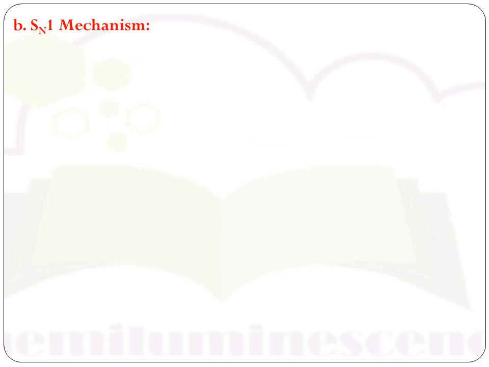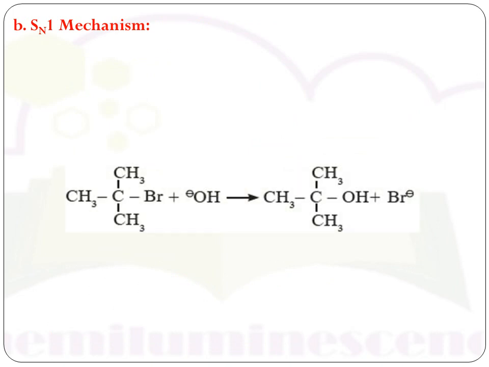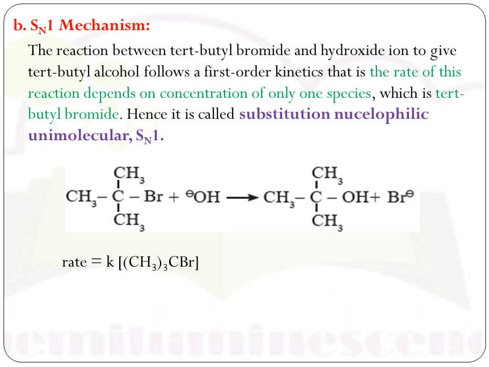SN1 mechanism. The reaction between tertiary butyl bromide and aqueous solution of sodium hydroxide gives tertiary butyl alcohol as a product. This is an example of SN1 mechanism because it follows first order kinetics. That means the rate of reaction depends only on the concentration of tertiary butyl bromide. Hence, it is called substitution nucleophilic unimolecular reaction and it is represented by SN1.